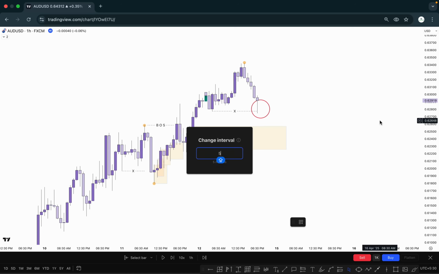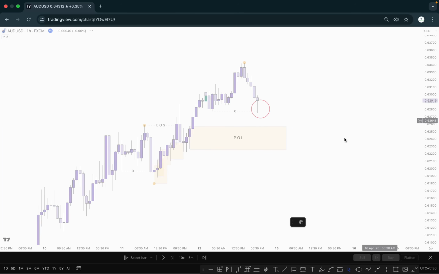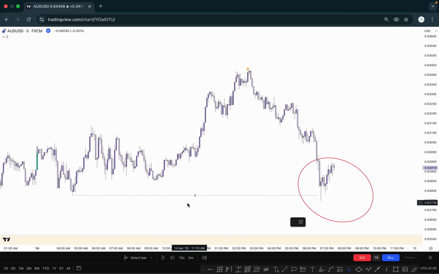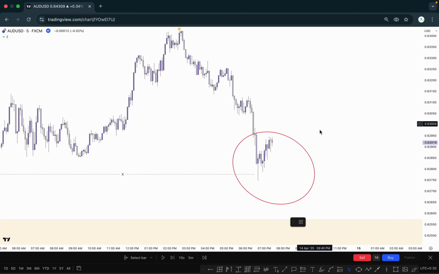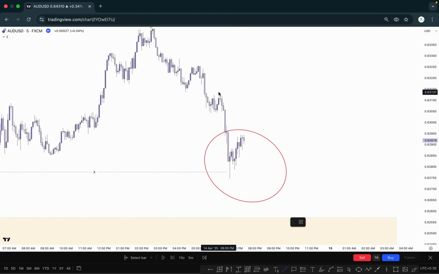This is a 1 hour time frame, and now we need to switch to a 5 minute time frame. Exactly, we can say this is a 1 hour inducement here. It means the recent high is here. So once the market breaks it, then we can plan here for the buy to the upside.